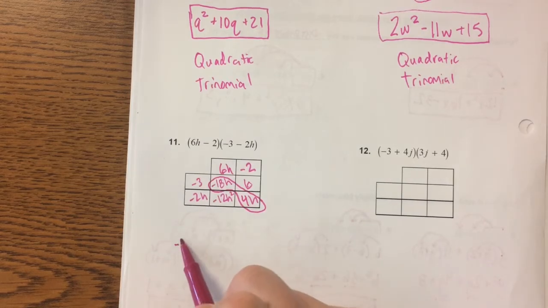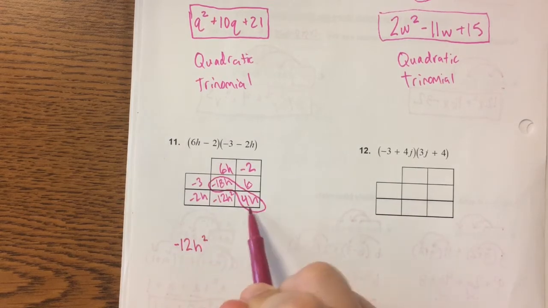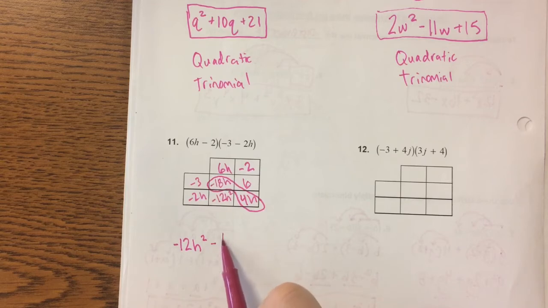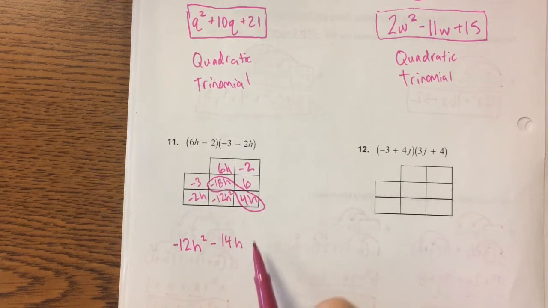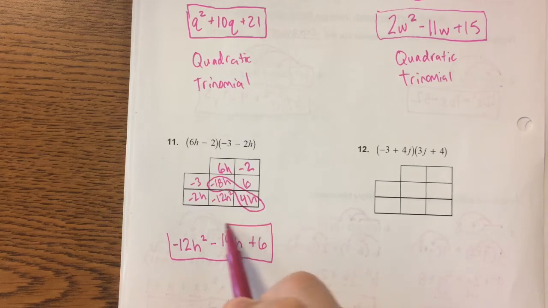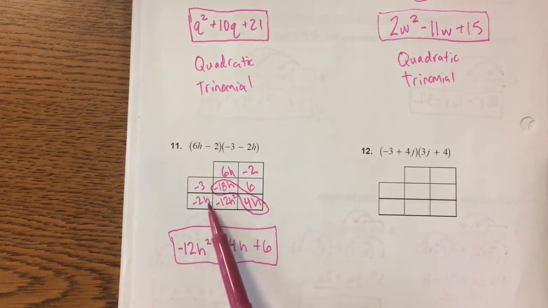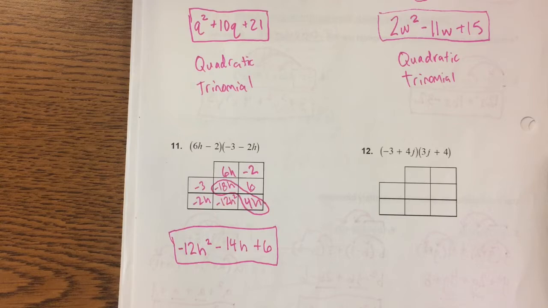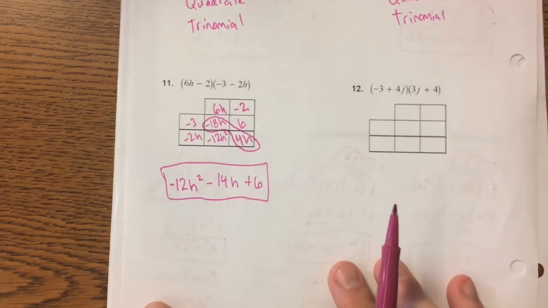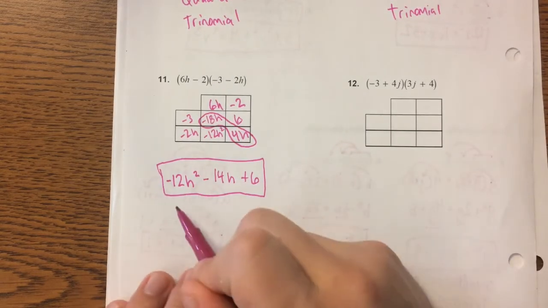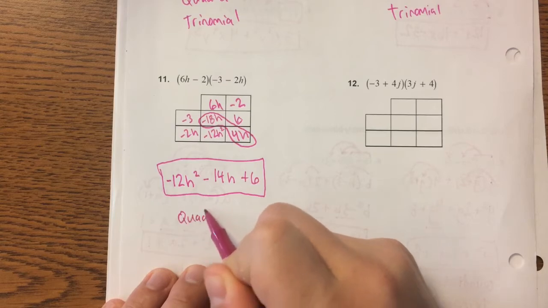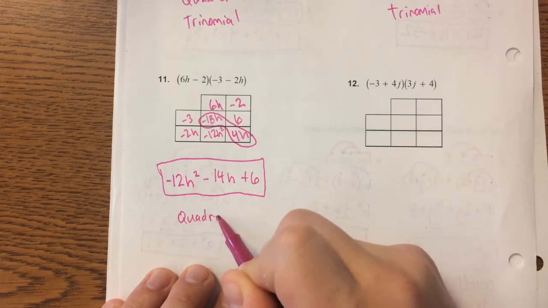So this is going to be negative 12h squared minus 14h plus 6. So the minus 14 is coming from negative 18 plus 4. We get a quadratic trinomial here.